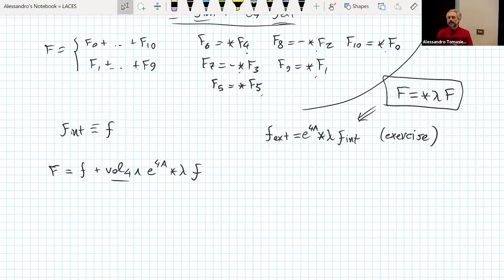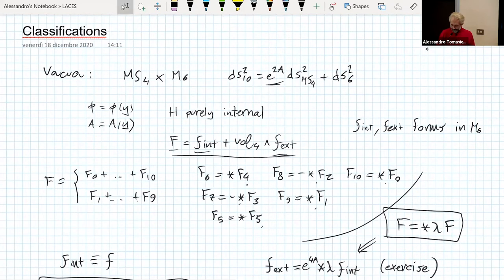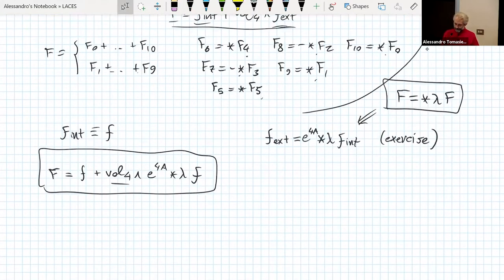So given all these requirements for a vacuum solution, we can then go back to the general equations of motion, and get a set of reduced equations of motion that only involve functions and forms of the internal space. So, of course, the problem of vacuum solution becomes purely internal, so to speak.